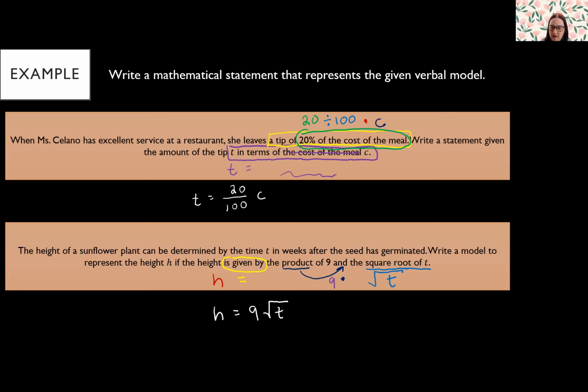So we have our height is given by, that's the word is, that's our verb, that's our equal sign. The product, so we knew that we're multiplying 9, and then we're multiplying by the square root of T. So the square root, you need to use the correct symbol, and then T is inside it. And so now we have translated this equation. We have written a model for this situation. Are there any questions on these two examples?